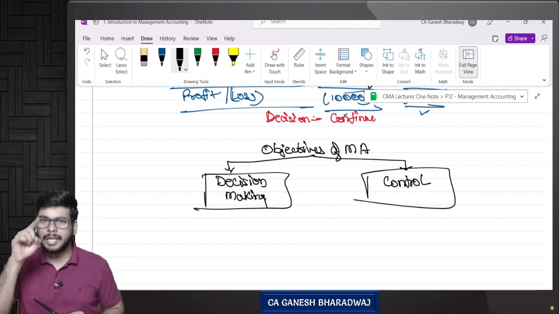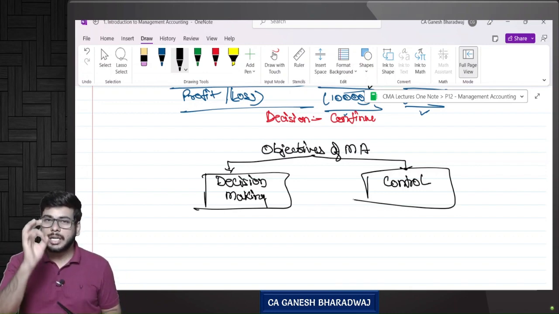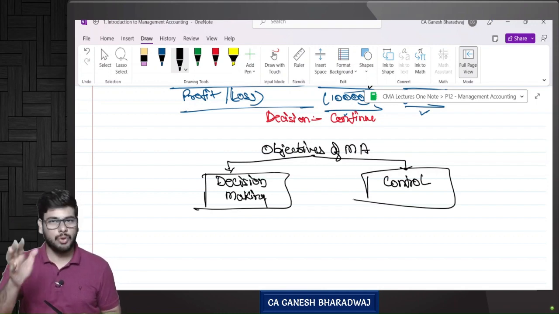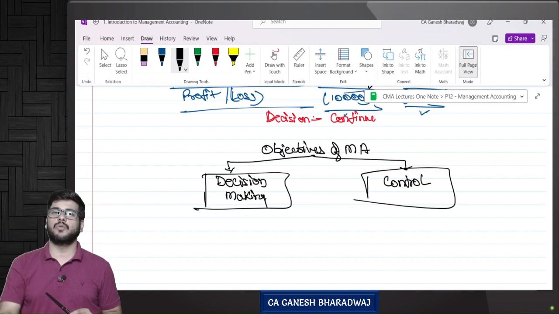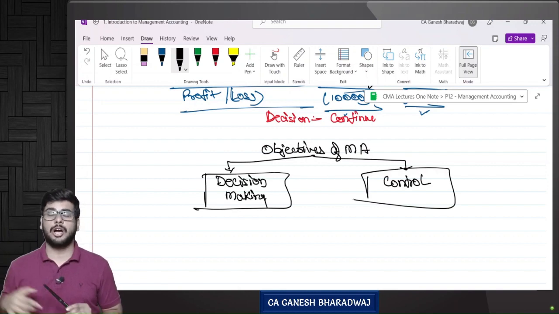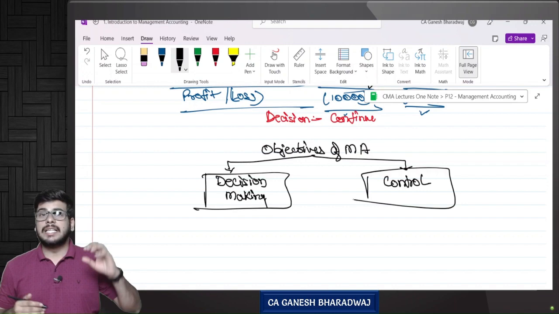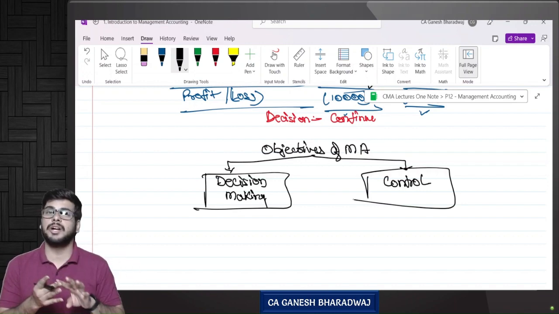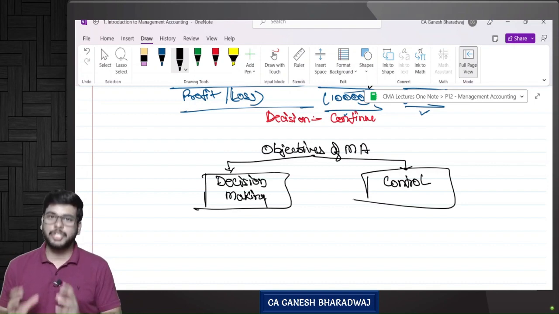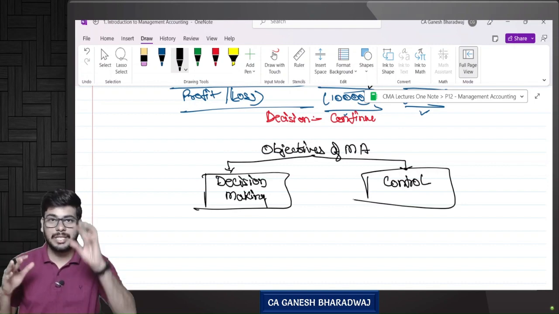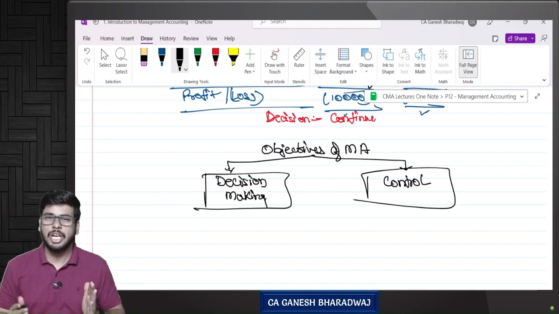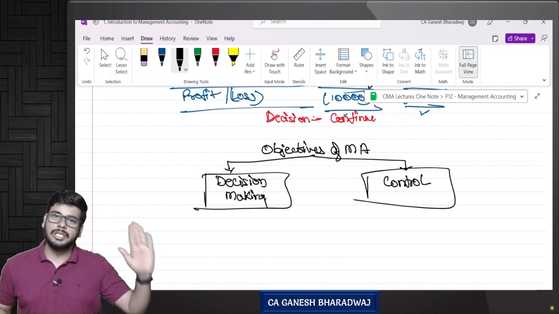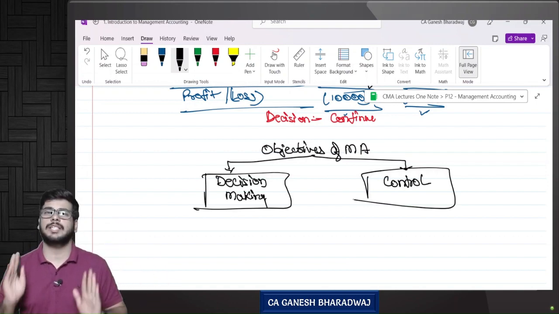Technically speaking, I would have also mentioned that the second and third objectives, decision making and control, are not the objectives of cost accounting. They are the objectives of management accounting. That's why there are three chapters called marginal costing, standard costing, and budgetary control. These three chapters help towards achieving the decision making and control objectives. Exactly those three chapters are also there in management accounting. So these three chapters are there in cost accounting as well as management accounting.